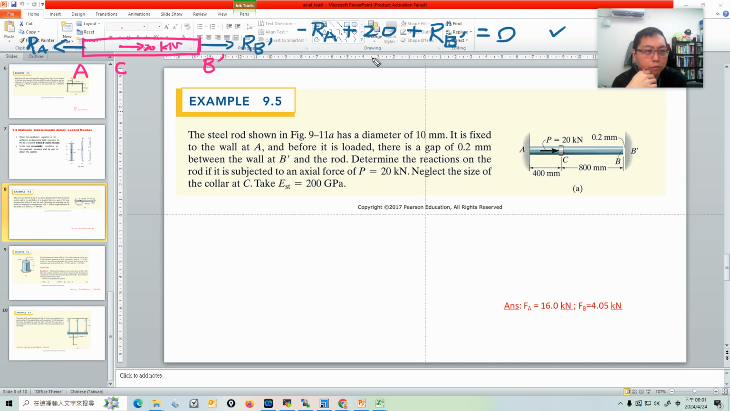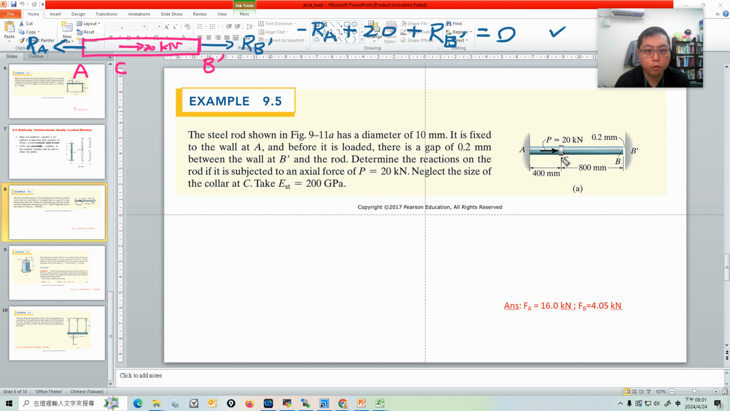And we have to find a compatibility equation, but where can we find a compatibility equation? Most of the time, 99%, the compatibility equation comes from the deformation. So you have to use the deformation information to find the compatibility equation. For this problem, where is the deformation information? Actually, this problem gives you the deformation information.